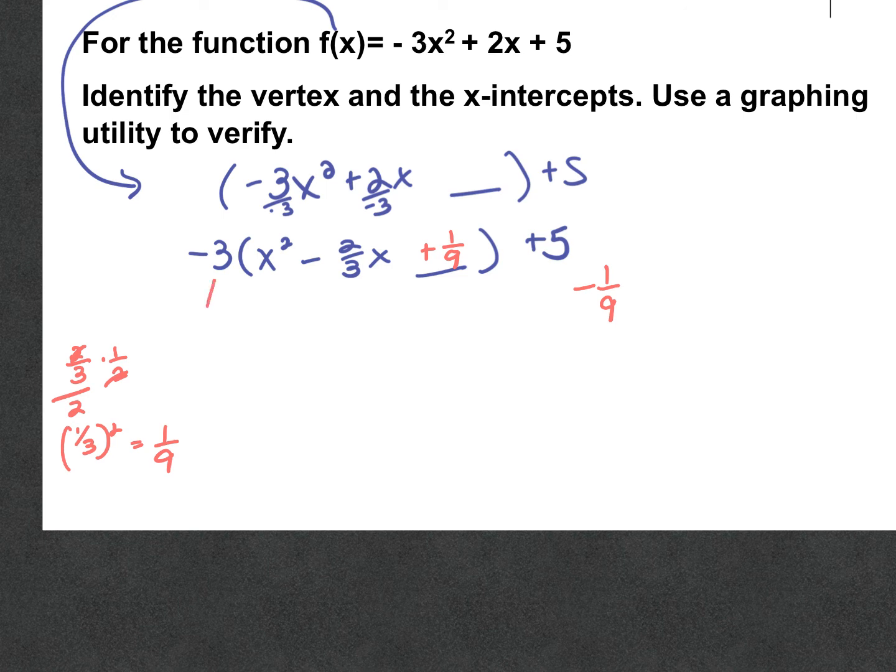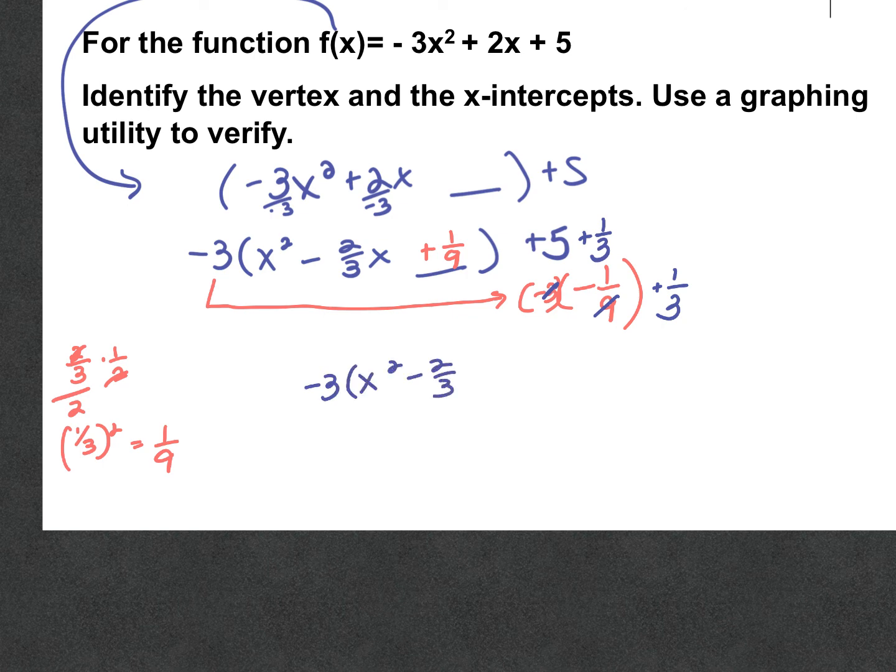But I took something out, so I have to multiply this by the -3 first, which makes this become positive 1/3. So I've got -3 x squared minus 2/3 x plus 1/9 plus, and you could keep it as a mixed number, 5 and 1/3 is easier this time. Or you could change that into an improper fraction, totally fine, either way. 16/3, same thing. I think it keeps it improper.